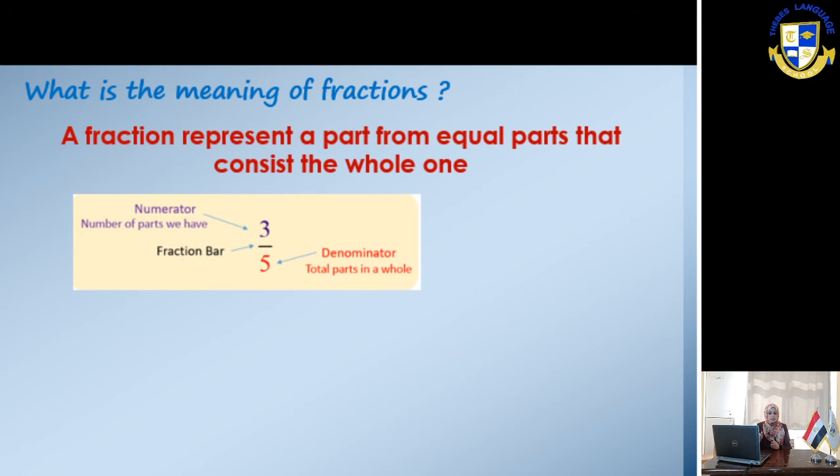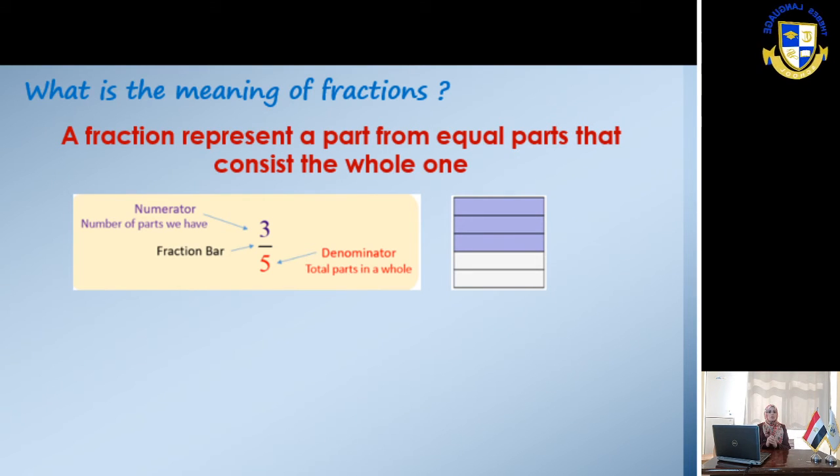You can see 3-5. 3 over 5. That's how we say it. 3 over 5. The number on the top is called numerator. Numerator is the number of the parts. The dash is called the fraction bar, and the number down is called denominator. Denominator is the total parts of the whole. So the upper number is the part, the lower number is the total, and the middle part is called fraction bar.